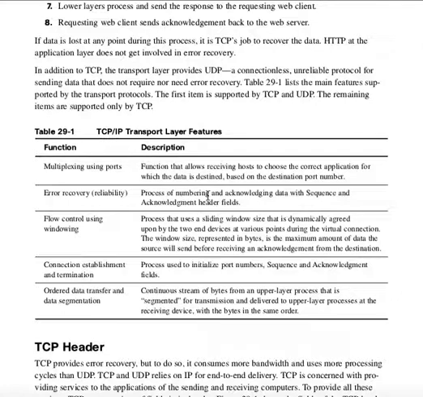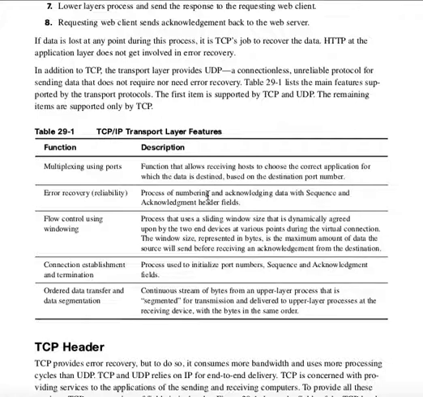The first item is supported by TCP and UDP. The remaining items are supported by TCP. TCP/IP transport layer features. Function: multiplexing using ports. Description: function that allows the receiving host to choose the correct application for which the data is destined based on the destination port number.